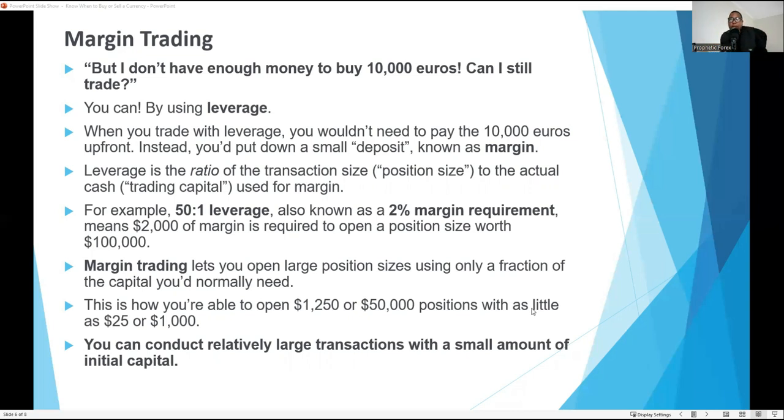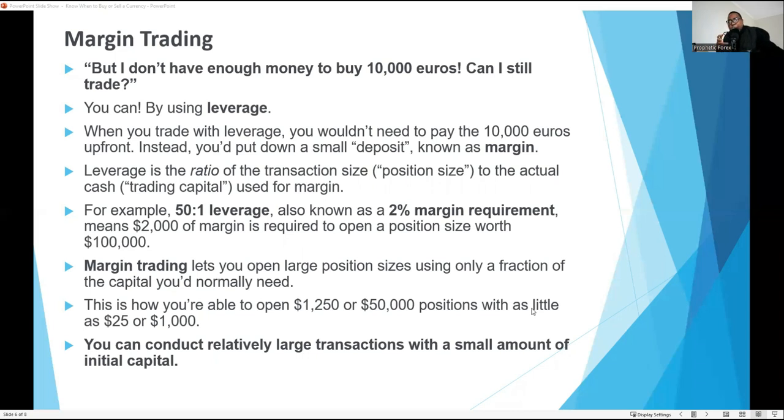Now, leverage is the ratio of the transaction size or position size to the actual cash trading capital used for margin. For example, let's say your leverage is 1:50, right? Or whichever way you want to say it, 50:1. And of course, if we put it in percentages, that can be known as a 2% margin requirement. It means that 2,000 US dollars of margin is required to open a position worth 100,000 US dollars.